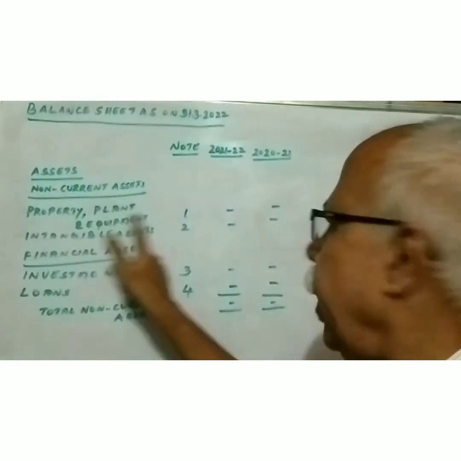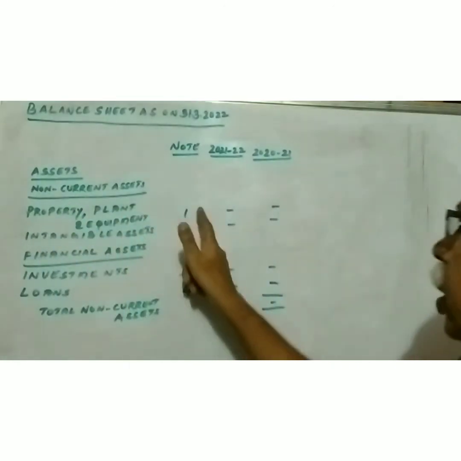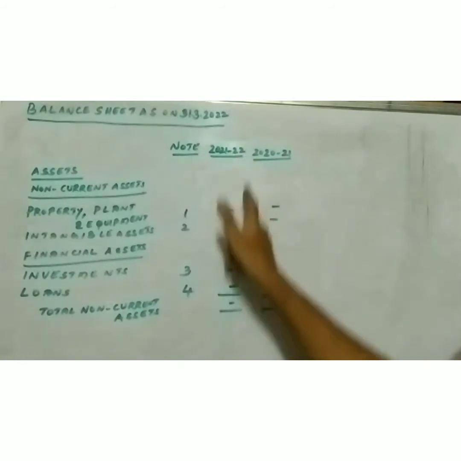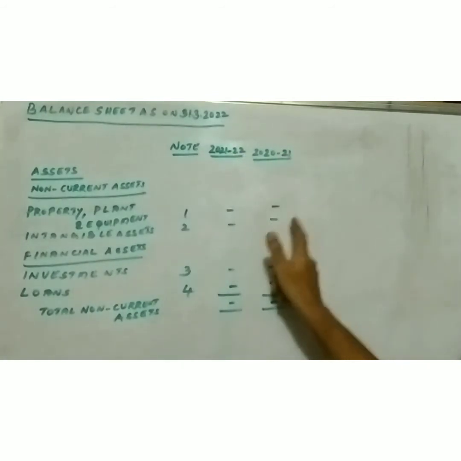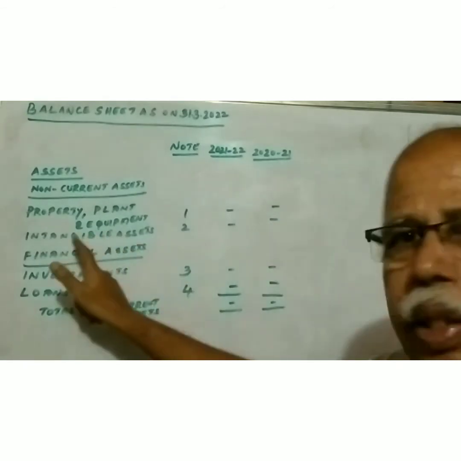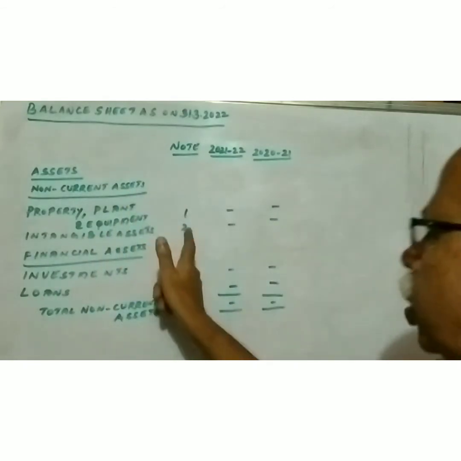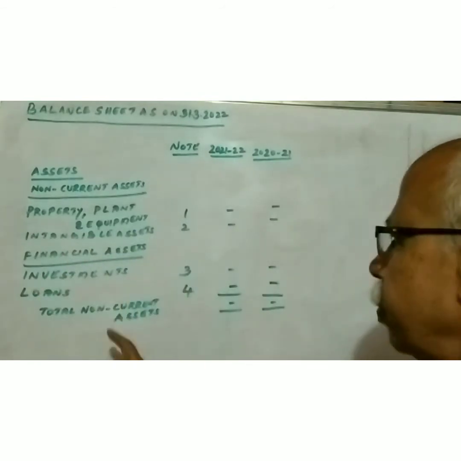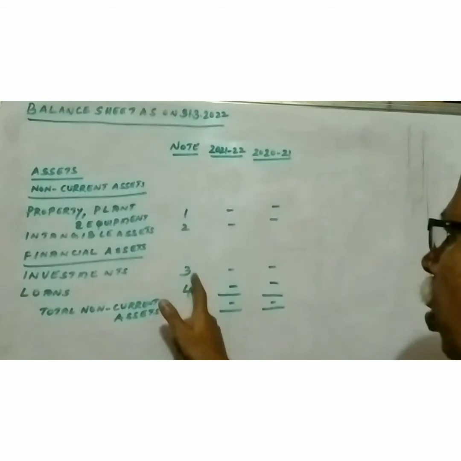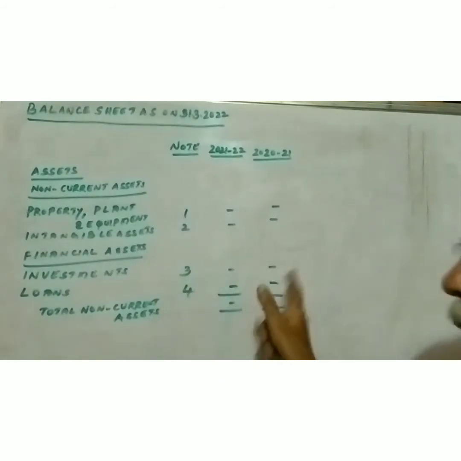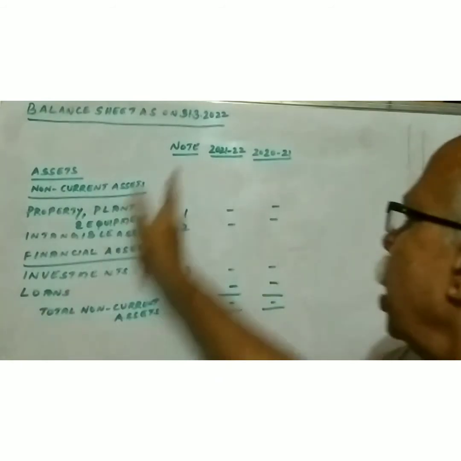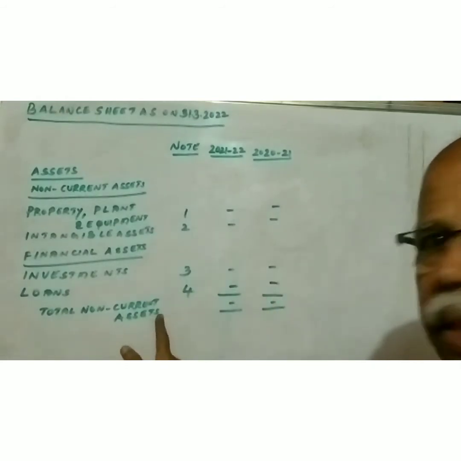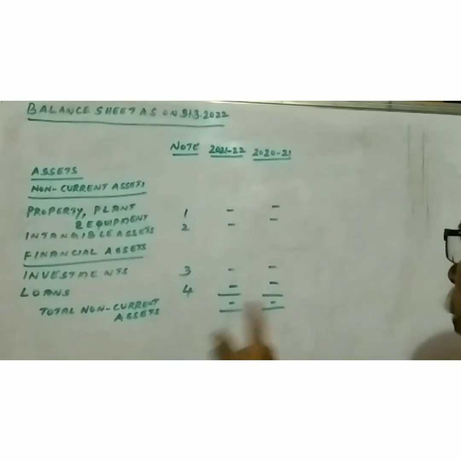Property, plant and equipment. Note 1. Figure for 2021-22 is this. 2020-21 is this. Intangible assets. Note 2. Figure. Financial assets. Investments. Note 3. Figure. Loans. Note 4. Figure. Total non-current assets. Total for 2 years.